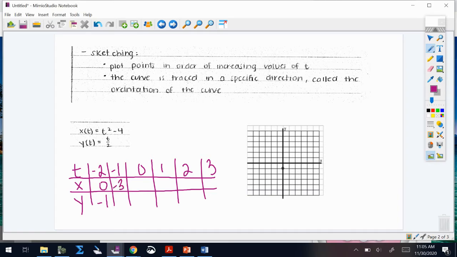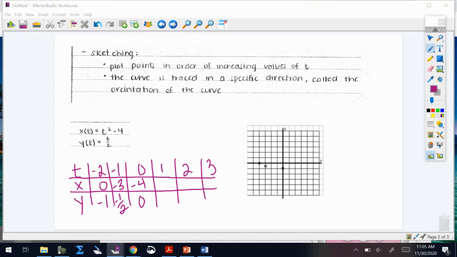And then I'm going to put -1 in for t, and I get -1/2. So now this point is at (-3, -1/2). So I'm going to put a point right there. I'm going to do another one. I'm going to start connecting the dots. When I put 0 in, I get -4 for my x, and I get 0 for my y. So (-4, 0) is here.